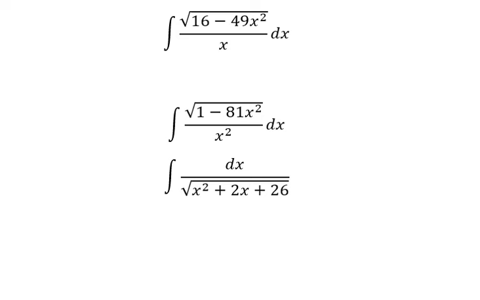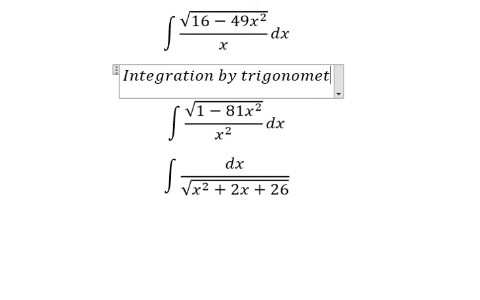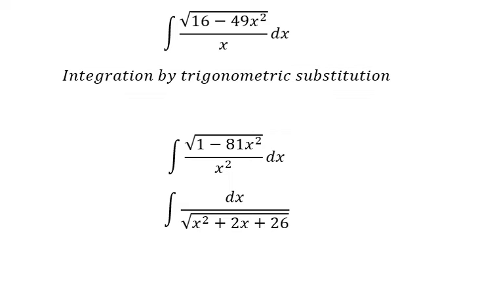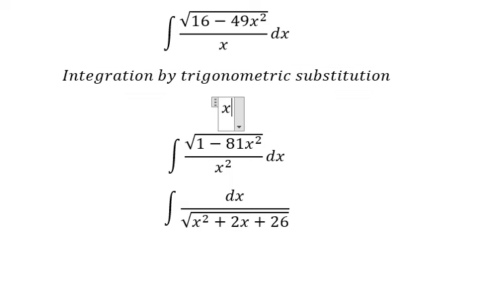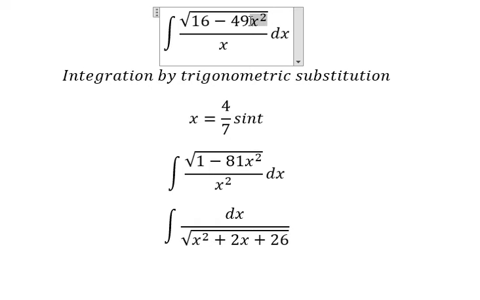About the first one, we need to use integration by trigonometric substitution. So I will put s equals 4 over 7 sine t, because if I put this one in here, you get 16 over 49 sine t squared. 49 we cancel, 16 we can factorize. 1 minus sine t squared, we change to cosine t squared, and later we simplify by the square root.